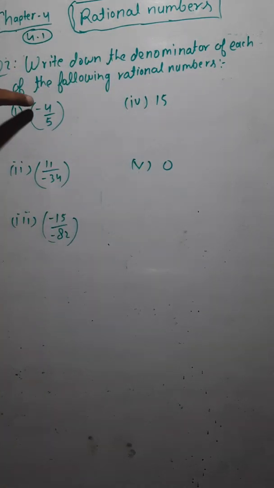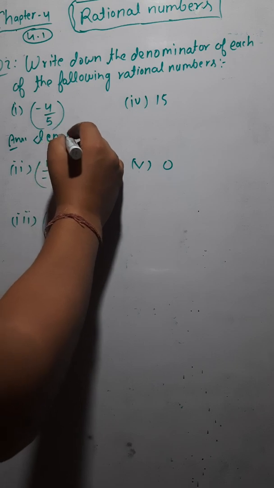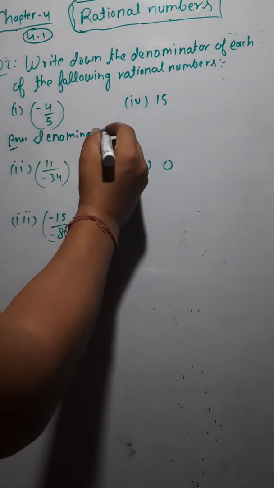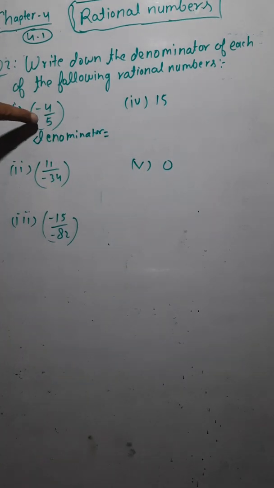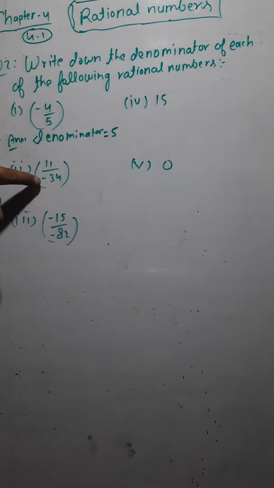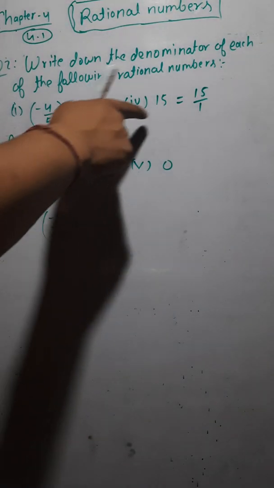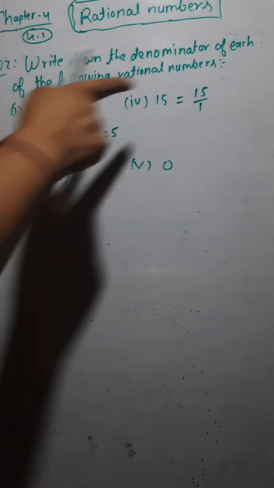Okay. So -4 by 5. What is the denominator here if you see? Answer. So what is the denominator here? Down one means 5. So 5 is the denominator here. Just tell me what is the denominator here? Yes, -34. And here minus 82. And here, yes, this 15 you can write as 15 by 1. Yes or not? So the denominator is what here? 1. 1 is the denominator.